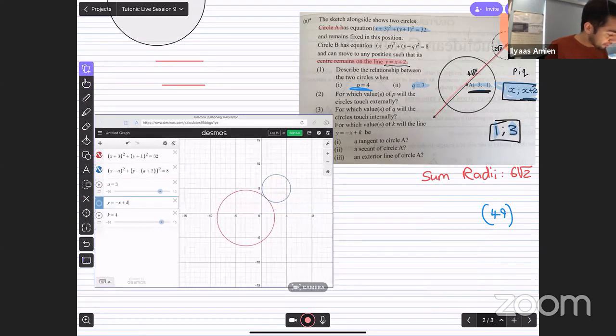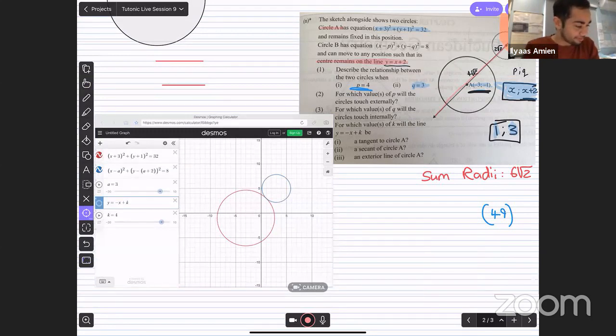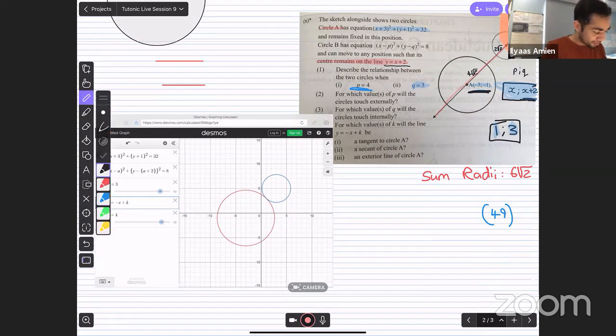That's what they mean, right? So the distance between their centers equals the sum of their radii for it to touch externally. So what's the distance between their centers? You would use the distance formula. But what's the sum of their radii? 6 root 2. Great. So we would say that the distance between their centers must equal the sum of their radii, which is 6 root 2.